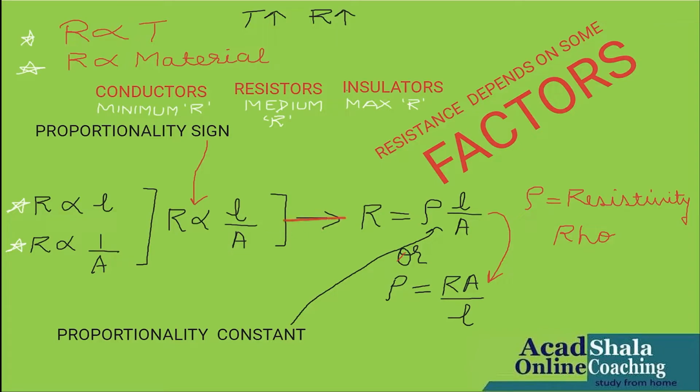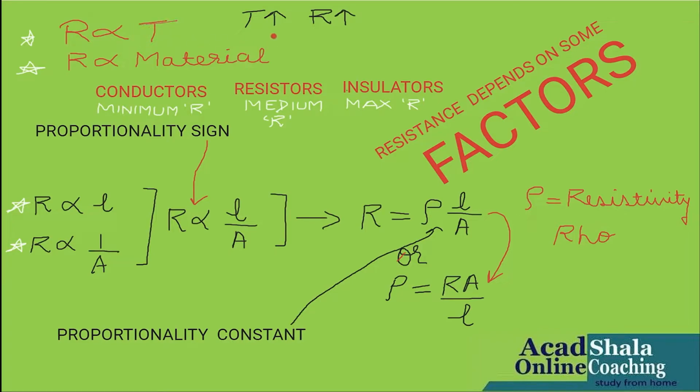So the expression becomes R is equal to rho L upon A. Or we can also find rho according to the demand in the numerical if they ask. So the expression becomes from this, that is the king formula, rho is equal to RA upon L. So this way we will come to know about the expression, whatever we have to find out according to the demand in the numerical.